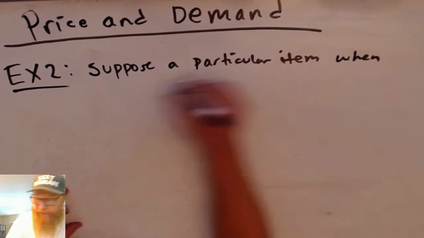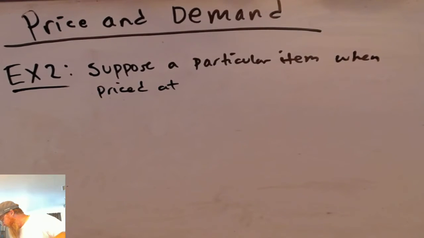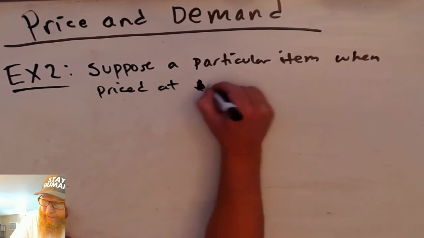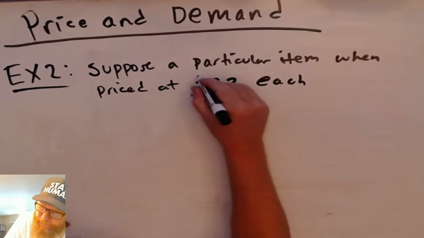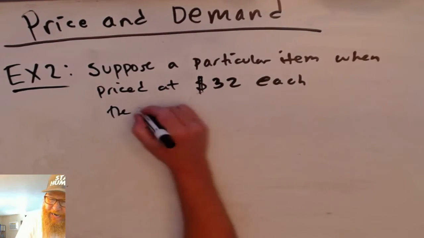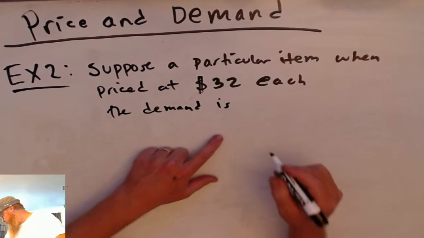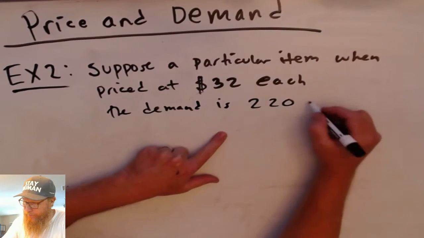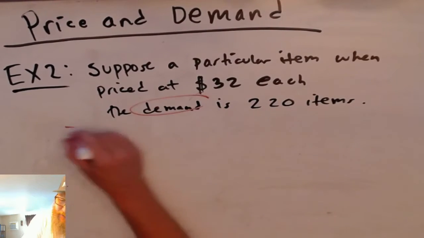When priced, I got to make sure I get the numbers right at this. At $32 per item, $32 each. My dollar sign was awful. There we go. At $32 each, the demand is 220 items.